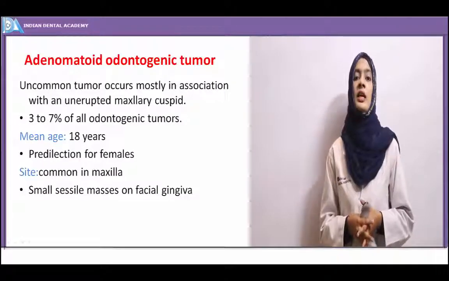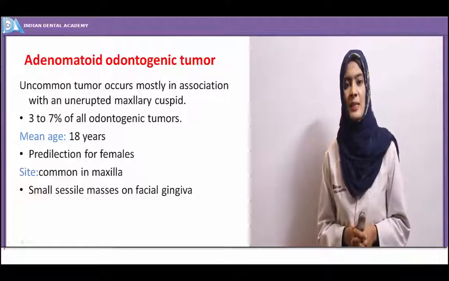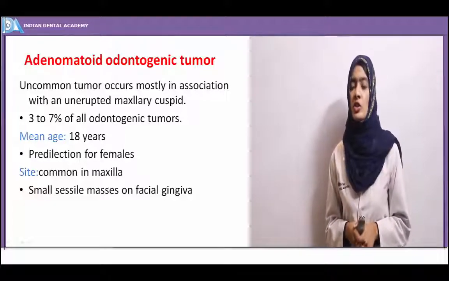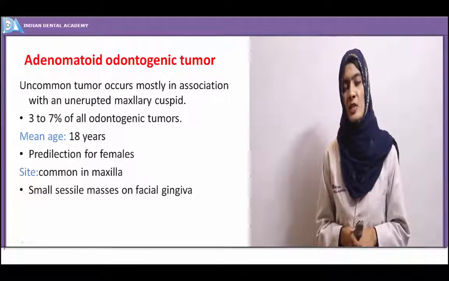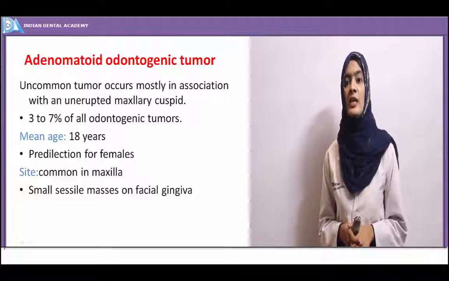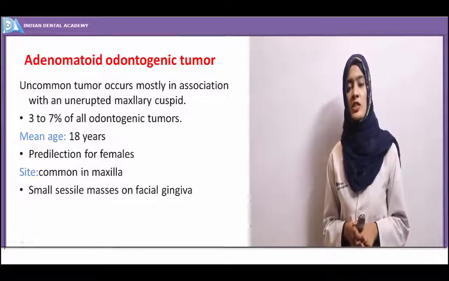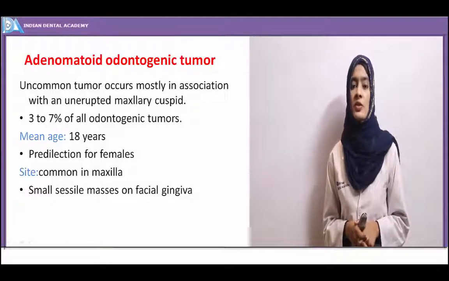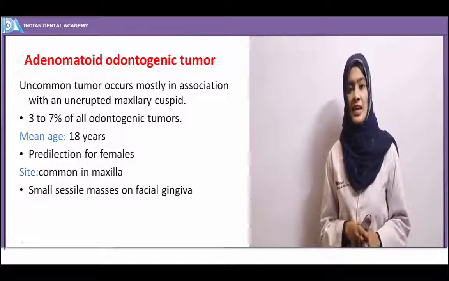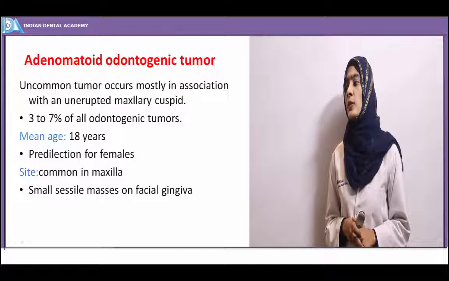Now we'll see the other odontogenic tumor, the adenomatoid odontogenic tumor. Adenomatoid odontogenic tumor, also known as adenoameloblastoma, is a very uncommon lesion. It is a benign neoplasm. Again, it is exclusively epithelial in origin. Only about 3 to 7% of all odontogenic tumors are of this variety.